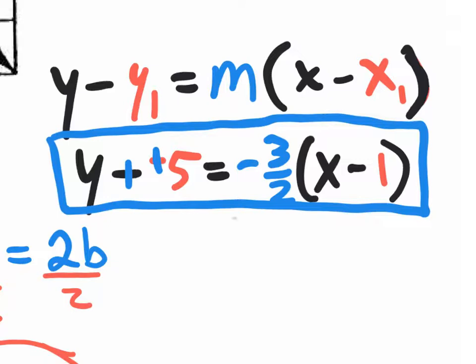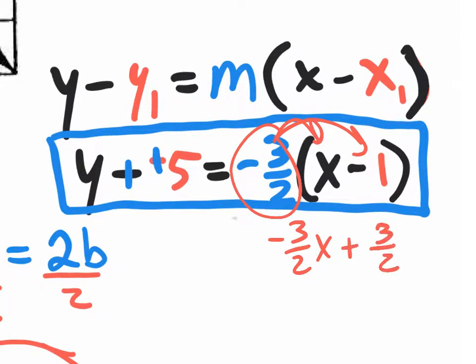Now, if you want it in slope-intercept form, you could modify it. You could change the way it looks. Check it out. I am going to distribute -3/2 times x. That'll be -3/2 x times a -1. That's going to be a +3/2. And then I have an equal sign, and I have y plus 5 on this side.